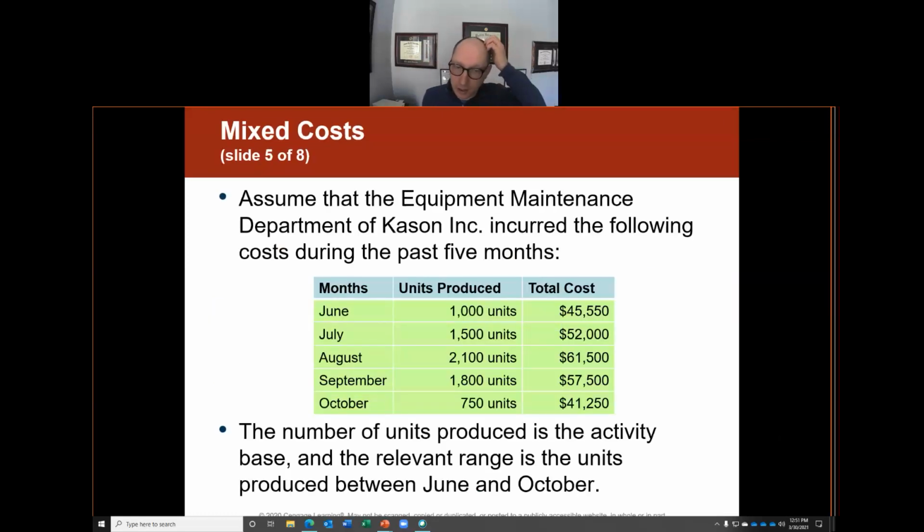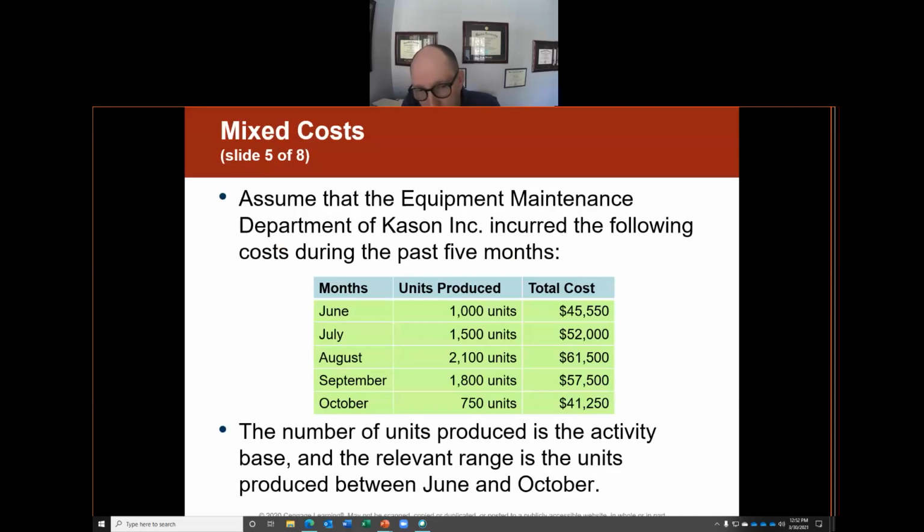Okay, let's take a look at some data. Okay, our company, in the month of June, we made 1,000 units at a total cost of 45,000. Month of July, 1,500 units, 52,000 total cost. August, 2,100 units, 61,500 total cost. September, 1,800 units, 57,500 total cost. And October, 750 units, 41,250 total cost. Looking at the relevant range, we call this the high-low method.